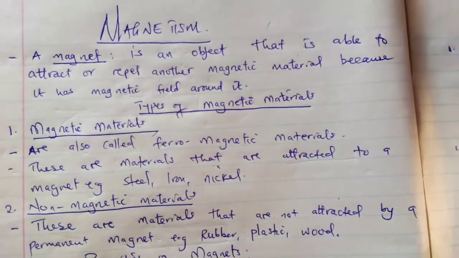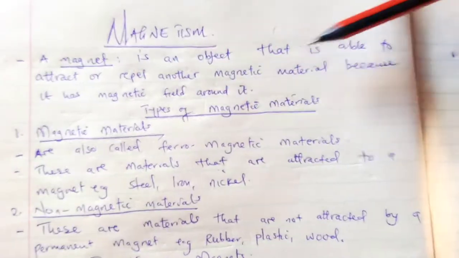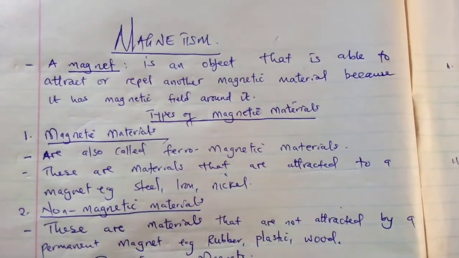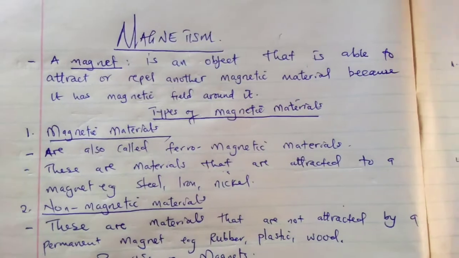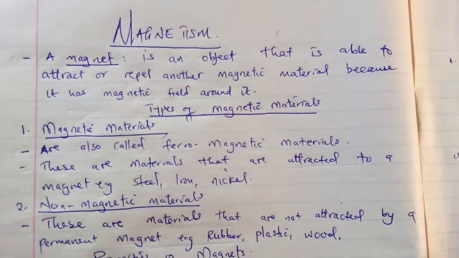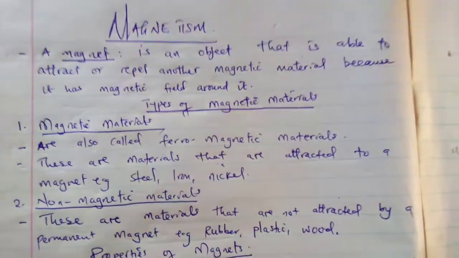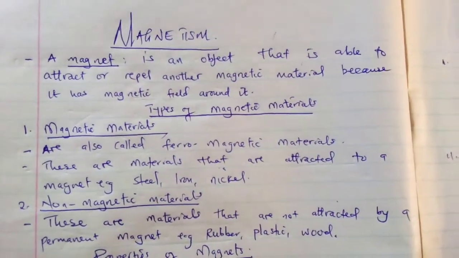So when you hear the word a magnet, what should come into your mind is any object that will attract or repel a magnetic material. We call that a magnet.